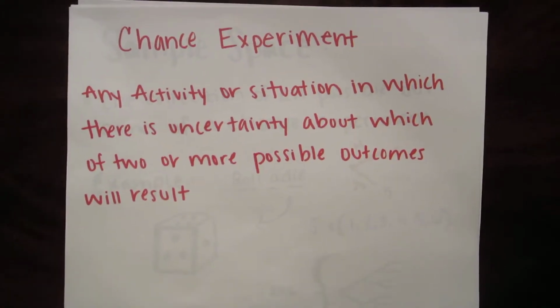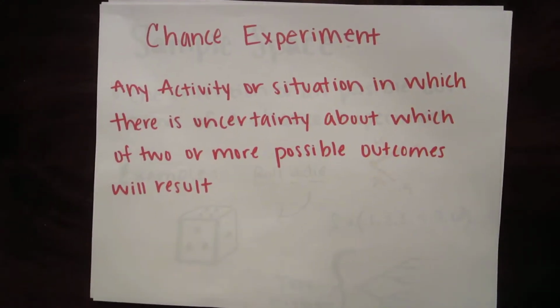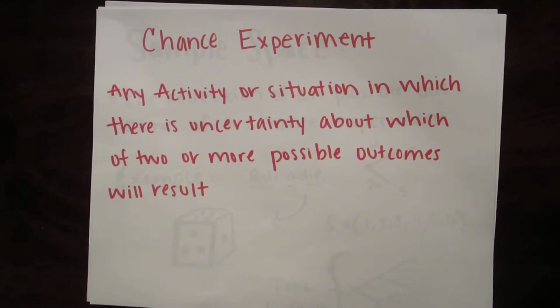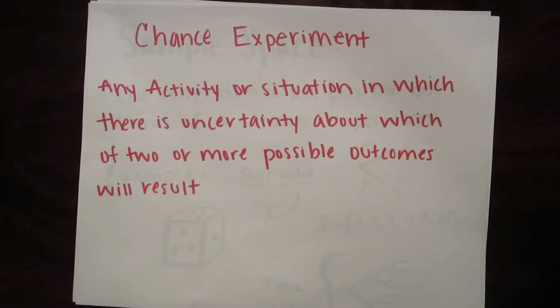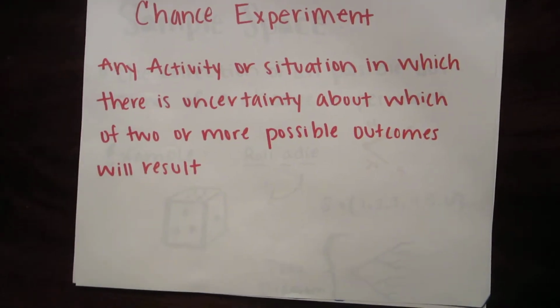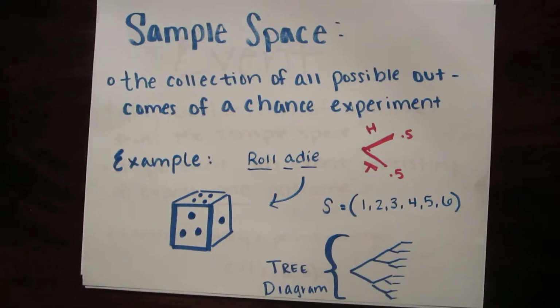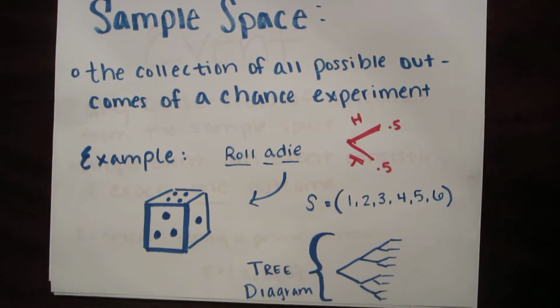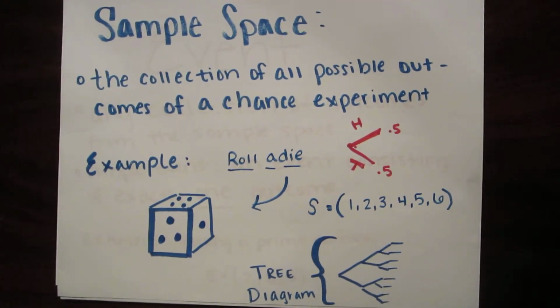Let's start off with the definitions for this chapter. Chance experiment: any activity or situation in which there's uncertainty about which of two or more possible outcomes will result. Sample space: the collection of all possible outcomes of a chance experiment.